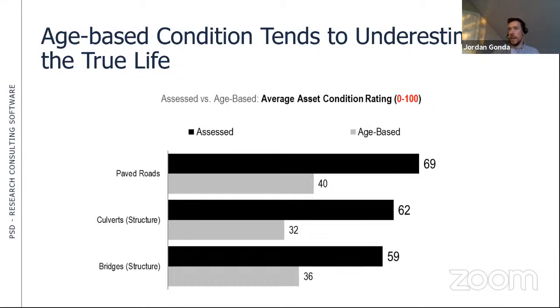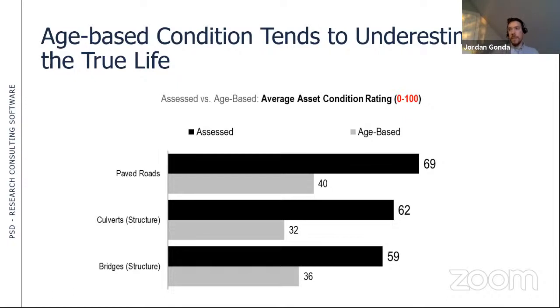What I'm showing here is a study by AMO. They looked at three different kinds of assets: roads, culverts, and bridges. What we're showing here in the black are results of assessed conditions. That's if you have people going out, looking at the cracks in the road and understanding condition, versus the gray, which is age-based.